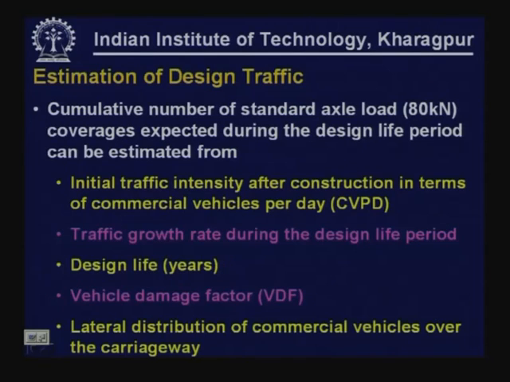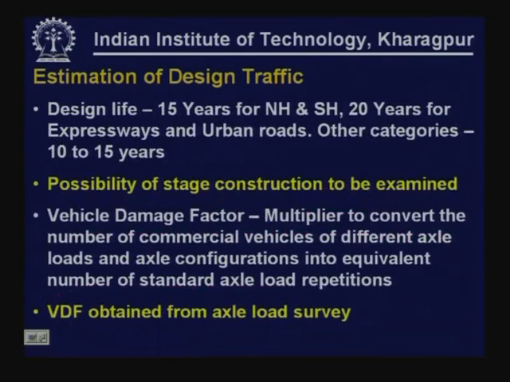We have briefly discussed in an earlier lesson, which was exclusively dealing with traffic related parameters. We have to know the initial traffic intensity after construction in terms of commercial vehicles per day. We also should have the traffic growth rate during the design life period. We should know the design life in terms of years. We should have some knowledge of the vehicle damage factor that is likely to be there, VDF. We also have to have some lateral distribution factors to account for the lateral distribution of commercial vehicles across the carriageway. So, these are the parameters that we should be able to select.